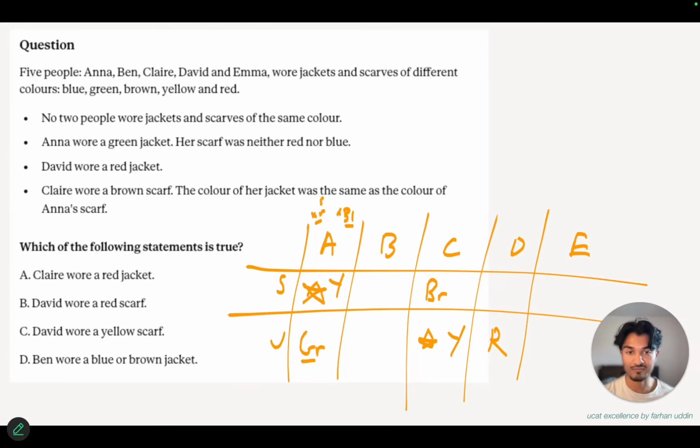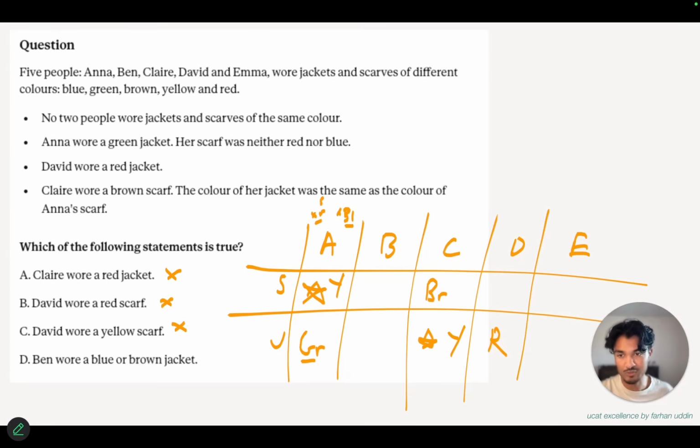So let's check if we can answer the question. Claire wore a red jacket. Well, that's not true. We know she wore a yellow. David wore a red scarf. That's not true. He can't have because he's wearing a red jacket. David wore a yellow scarf. He can't have because Anna is wearing the yellow scarf. And we're left with D by elimination.